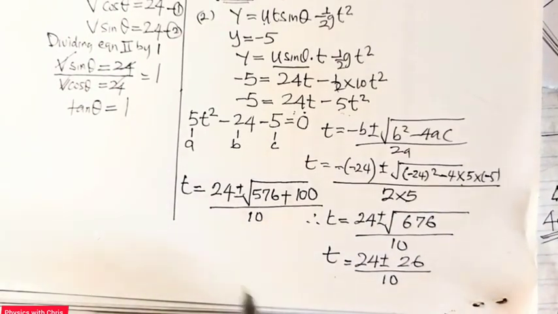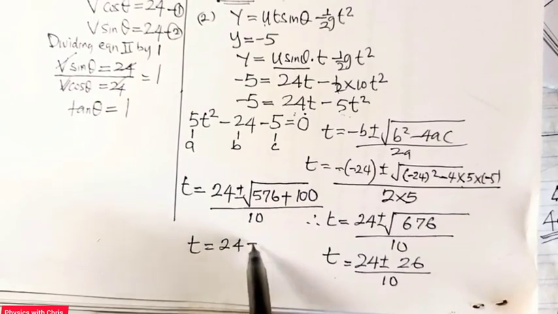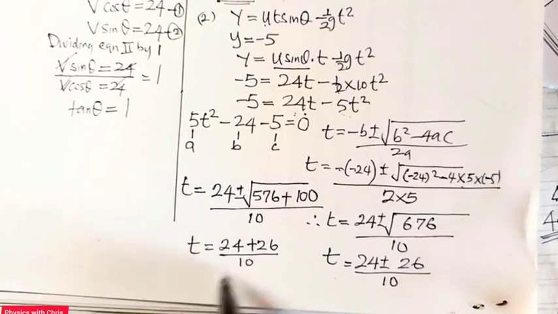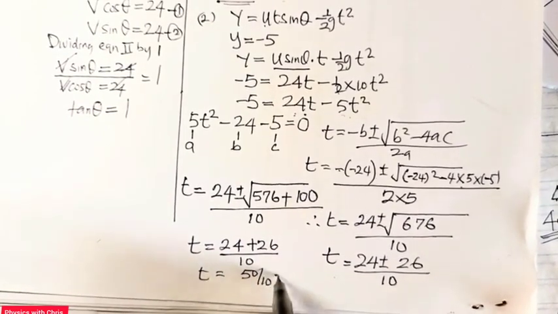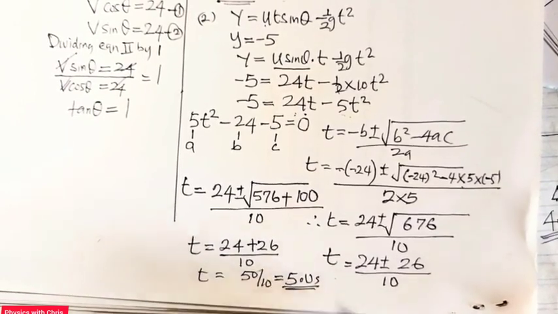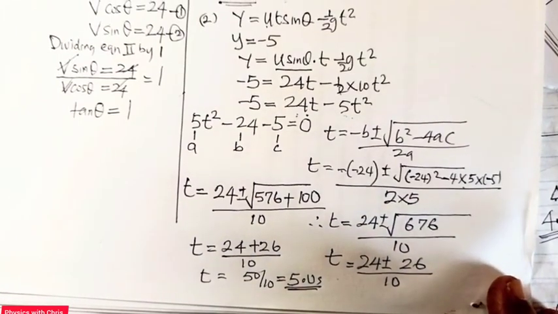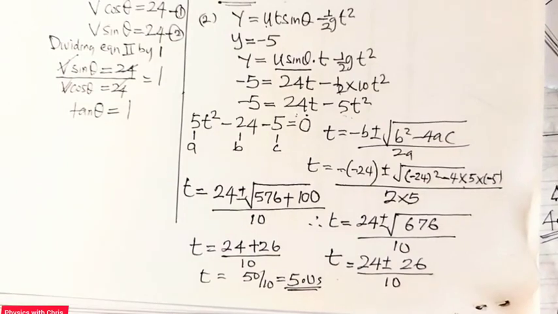I'm going to take the first value because time t cannot be negative. So I'll take the positive value, which is 24 plus 26 divided by 10. This is 50 over 10, which gives me 5 seconds. So it takes 5 seconds. That is the total time of flight for the particle to go from the point of projection to where it hits the ground at point Q.